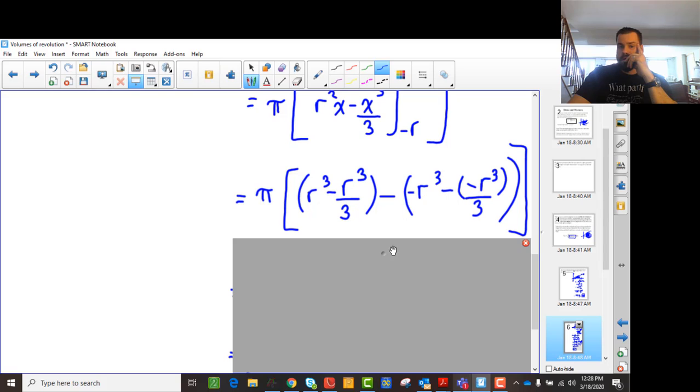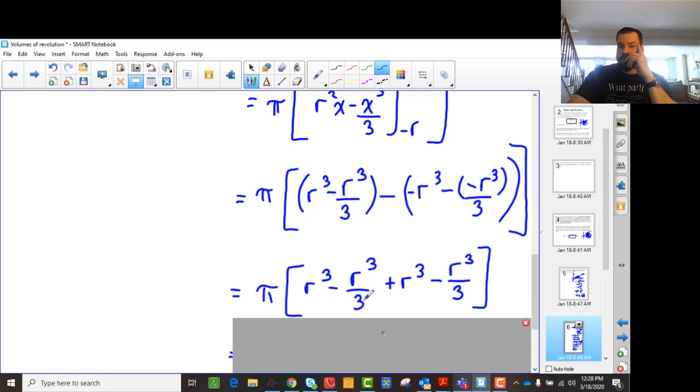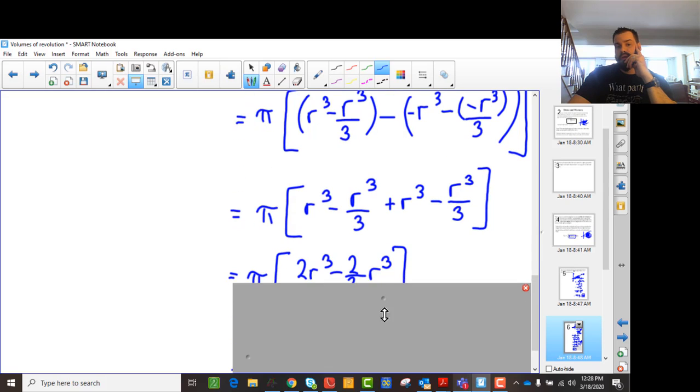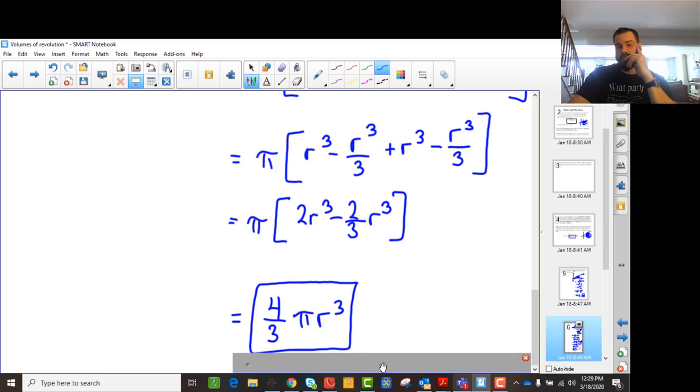Okay. And if I simplify that, I get r cubed minus r cubed over 3 plus, because it's minus a minus, r cubed, and then plus, but then minus. There's 3 negatives. So 1, 2, 3. So minus r cubed over 3. And I end up with this, 2r cubed minus 2/3 of r cubed, and that gives me 4/3 of r cubed times pi. And that's the volume of the sphere.